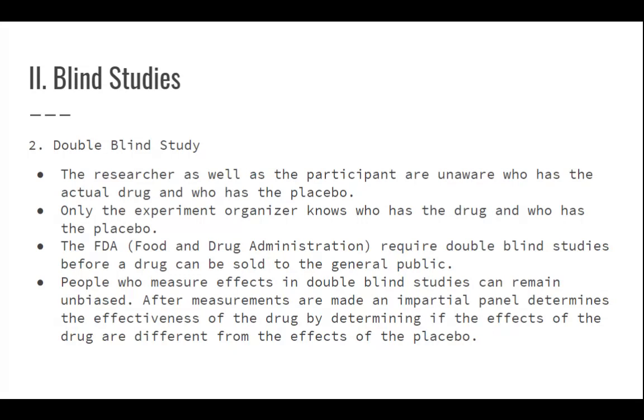And the Food and Drug Administration, or FDA, requires a double-blind study before a drug can be sold to the general public. People who measure effects in double-blind studies can remain unbiased.